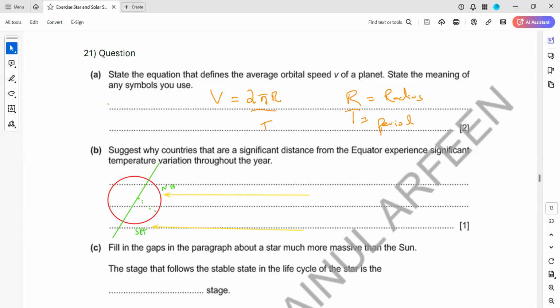So the simple answer for this question, you can just mention: as the Earth's axis is slightly tilted, the countries receive different amounts of energy throughout the year. That's why it causes a change in temperature.